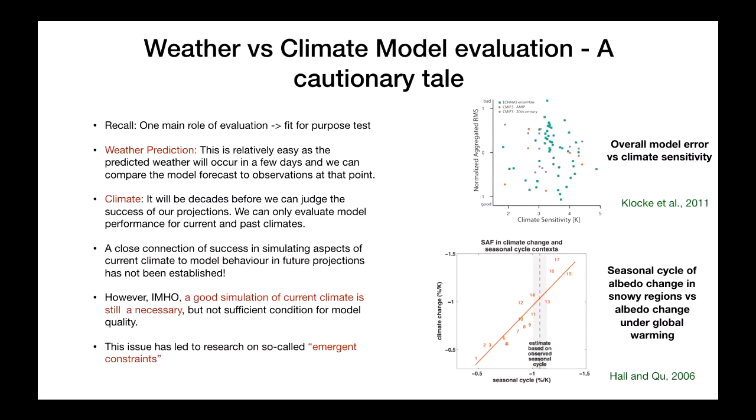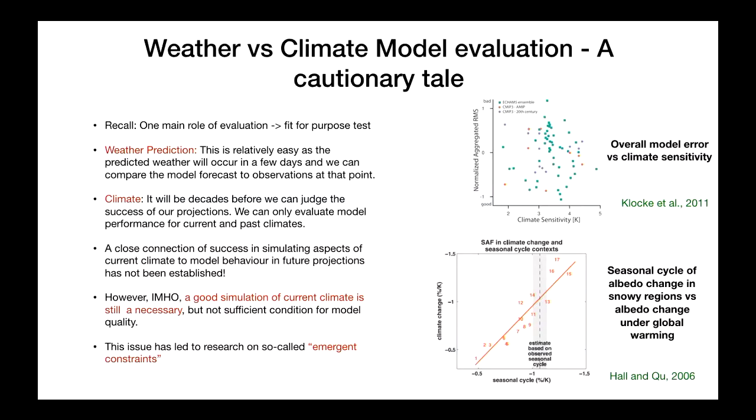For climate, this is much harder, because if our purpose for GCMs is to make projections into the future, how do we know what we need to evaluate to tell us which model is making a good projection and which model is not making a good projection? Because we only have the present and the past to look at, right? And so it turns out that errors in the present climate, no one has been able to connect them well to how the model behaves in projections.